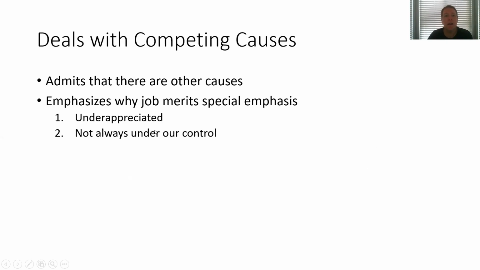Last of all, deal with competing causes. And in this case, as you probably ought to do in most cases, admit, yeah, there are a lot of causes for obesity. But you want to try to emphasize why this particular one merits special emphasis. It's underappreciated, maybe not always under our control, or maybe it is under our control. But you have to deal with competing causes one way or another. In other words, you either have to eliminate them and say, no, those aren't the real causes, or you have to say, well, yeah, they cause a little bit, but they're not so important. What I'm talking about is what's important.